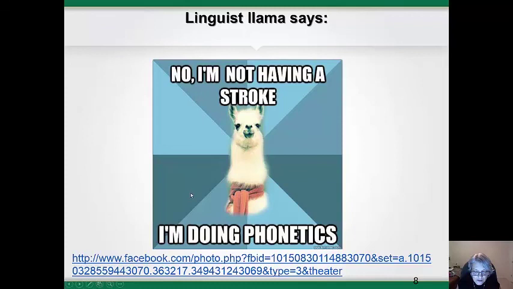In this slide, the linguist Lama is showing us one of the hazards of doing phonetics. If you're saying these words and sounds along with me, you might have to explain to someone that no, you're not having a stroke, you're just learning phonetics.